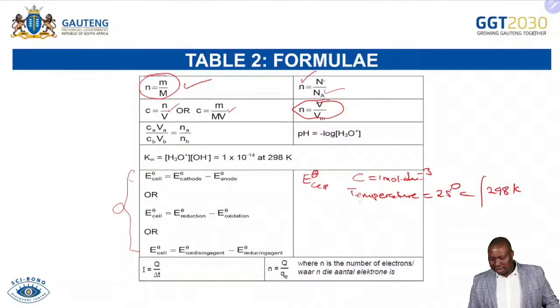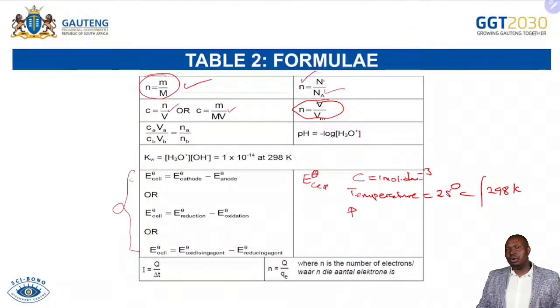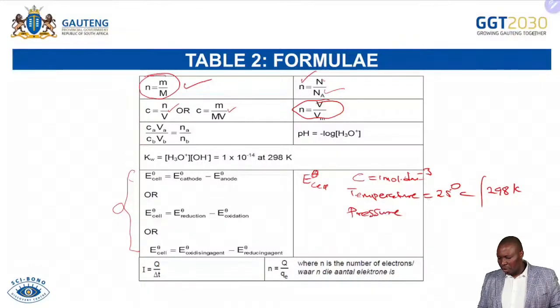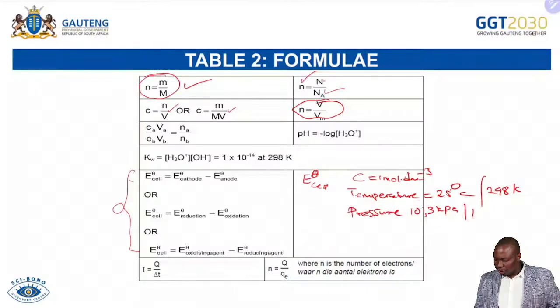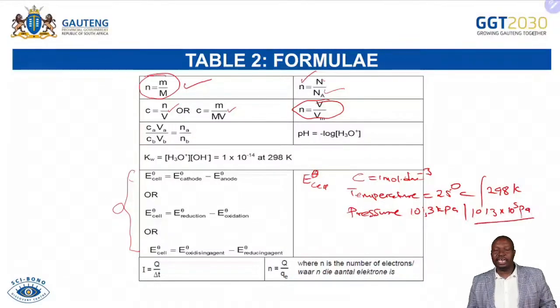And then lastly, your pressure. I said pressure, you can take it exactly how it appears now on table 1, which is a pressure of 101.3 kilopascals, or you can copy it as it appears on the table, which is 1.013 times 10 to the power of 5 pascals. So you copy it. That is a standard pressure.